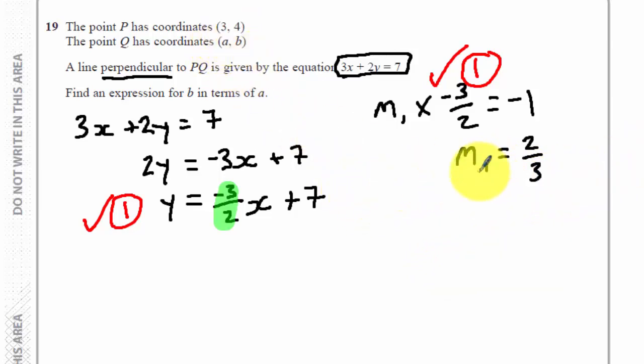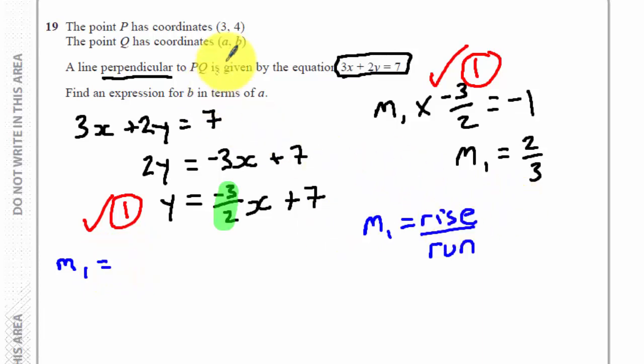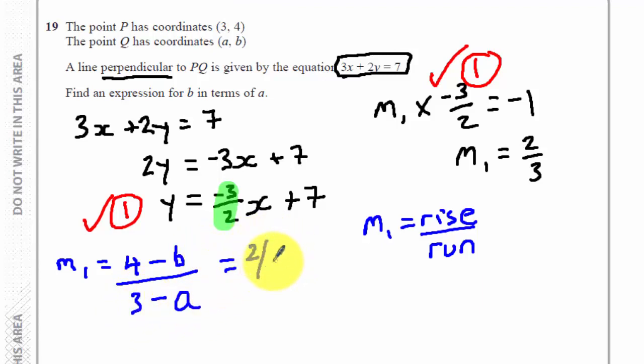Now, the next thing you need to know is that we now know the gradient of the line PQ is going to be 2/3. You now need to know the formula to work out the gradient. So the formula for this gradient, which I'm calling m1, is rise over run. I'm going to move over here to get a bit more space. So rise means the difference in the y values. So I'm going to have 4 minus b over run 3 minus a. And I know that equals 2/3.